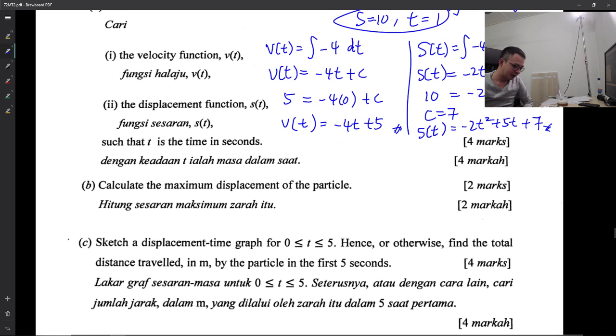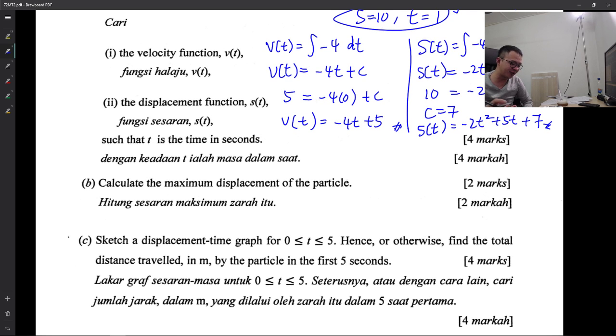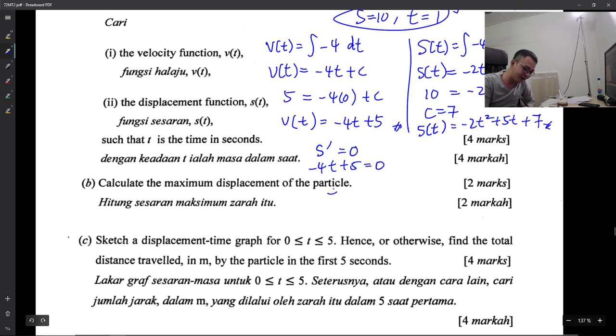Okay, so part B, calculate the maximum displacement. Maximum displacement means differentiate displacement and you will get 0. Alright, so therefore I will differentiate displacement. Should be negative 4t plus 5 equals 0. Then my t value should be 5 over 4.